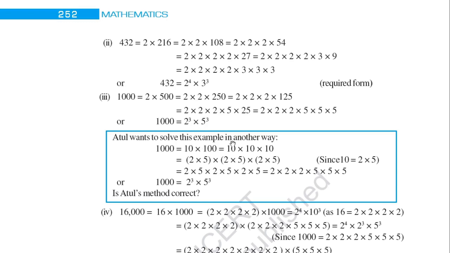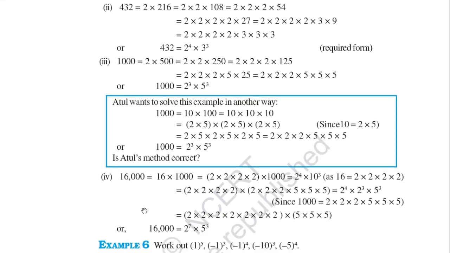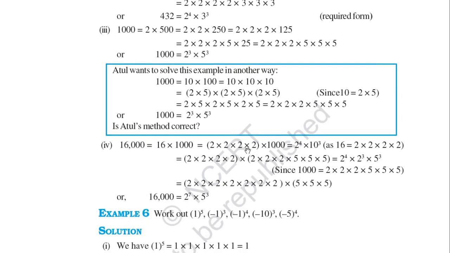Atul wants to solve this example in another way. He wrote it as 10 into 10 into 10. So 2 into 5, 2 into 5, 2 into 5, it will become the same. You can see. So 16,000 can be written as 16 into 1000. So 2 into 2 into 2 into 2 into 1000, 2 to the power 4 into 10 to the power 3. You can see here 2 to the power 4 into 2 to the power 3, 5 to the power 3. So 1000 can be written like this. So it will become 2 to the power 7 into 5 to the power 3.